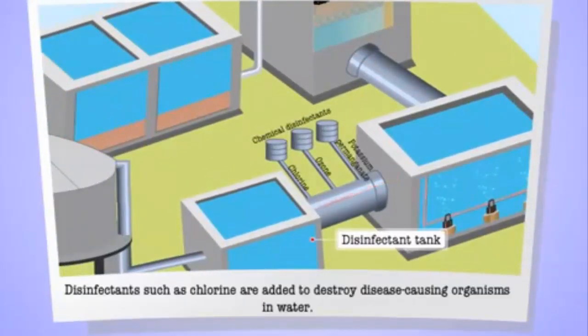Disinfecting is the fourth stage of the purification process. In this stage, water is carried from the aeration tank to the disinfectant tank. Adding disinfectants such as chlorine destroys disease-causing organisms in water. Ultraviolet radiation and oxidative chemicals such as potassium permanganate and ozone are also used for disinfecting water.